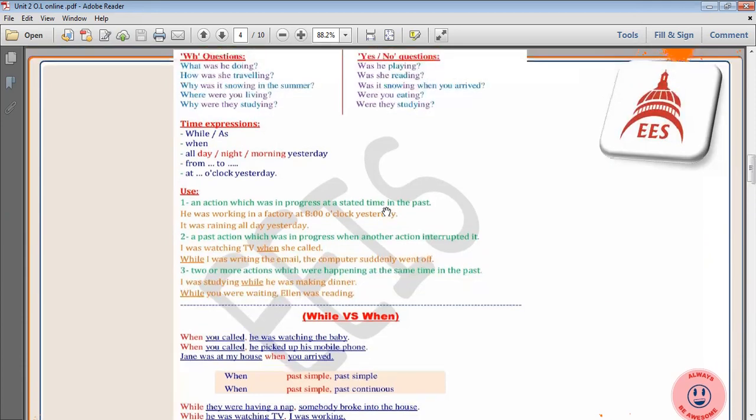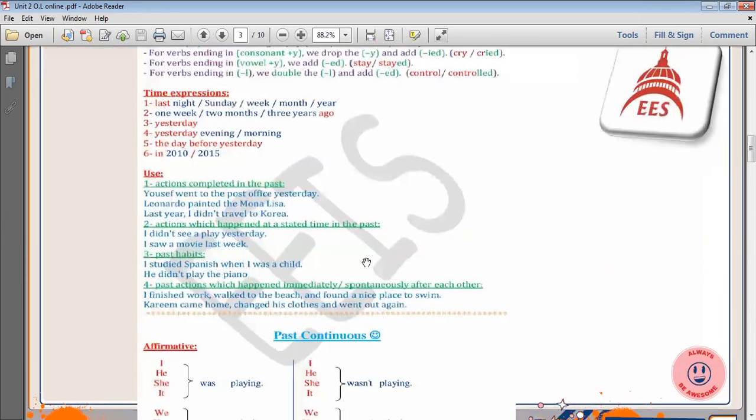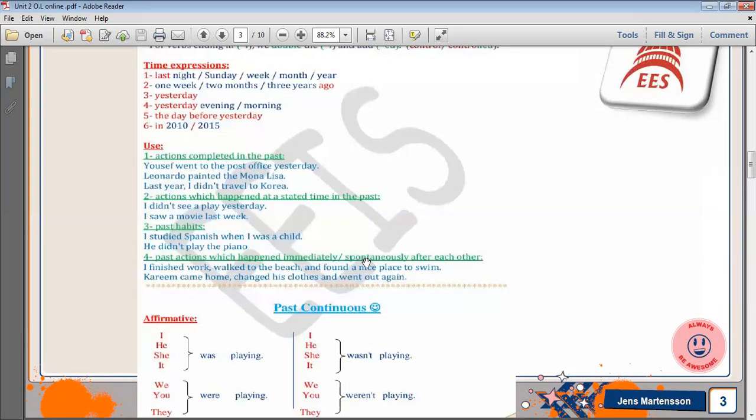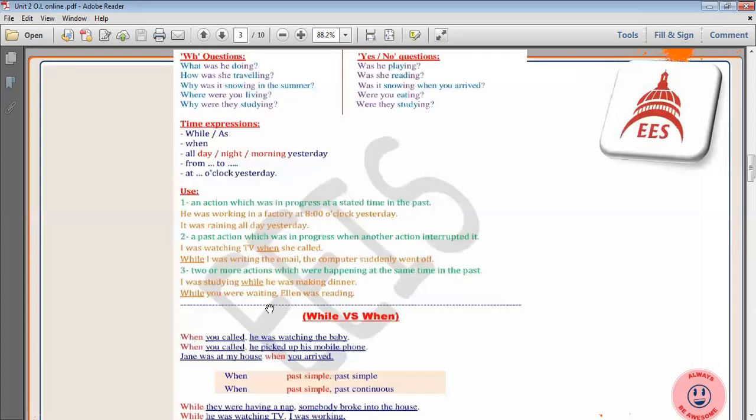Now let's take a look at the form we use: was, were, verb to be in the past, and verb plus ing. Was playing, wasn't playing, were playing, and weren't playing. In the questions, was he studying? Yes, he was. No, he wasn't. Were they sleeping? Yes, they were. No, they weren't, and so on. I think it's easy.